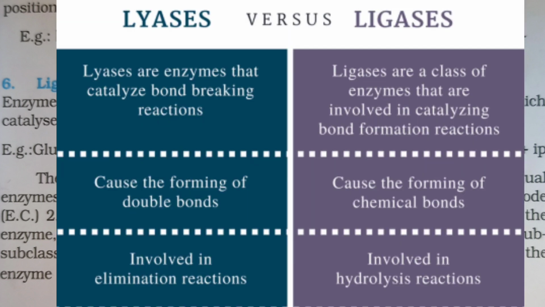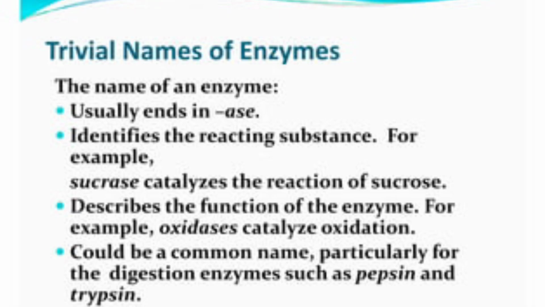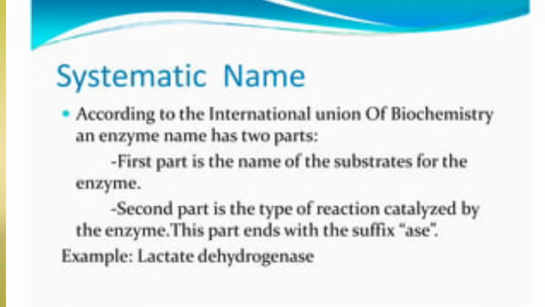The above classification provides a 4-digit code to identify individual enzymes. For instance, glucose 6-phosphotransferase has an enzyme code. The first digit of the code indicates the major class of the enzyme, while the second and third digits indicate the subclass and the sub-subclass respectively. The last digit of the code is the serial number of an enzyme in a particular subclass. So this is a NEET bit which you can remember, the 1, 2, 3, 4 sequence, and the question may be asked how many digits are there in the enzyme coding.